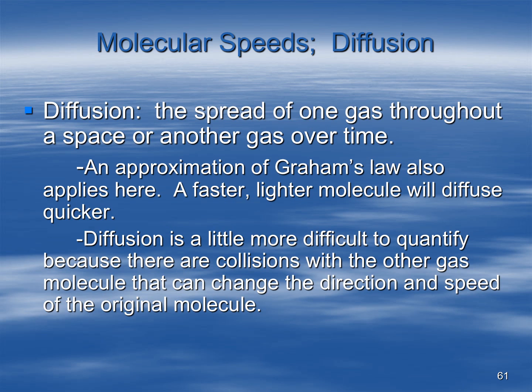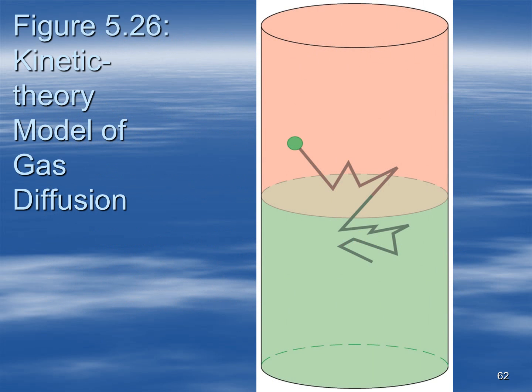However, diffusion is a little more difficult because there are often other molecules that the gas might bump into. So it's not going into a vacuum, and so it might change the speed and direction. So this is sort of showing diffusion. Diffusion isn't a straight line, but in general, a smaller molecule will diffuse faster than a larger molecule.